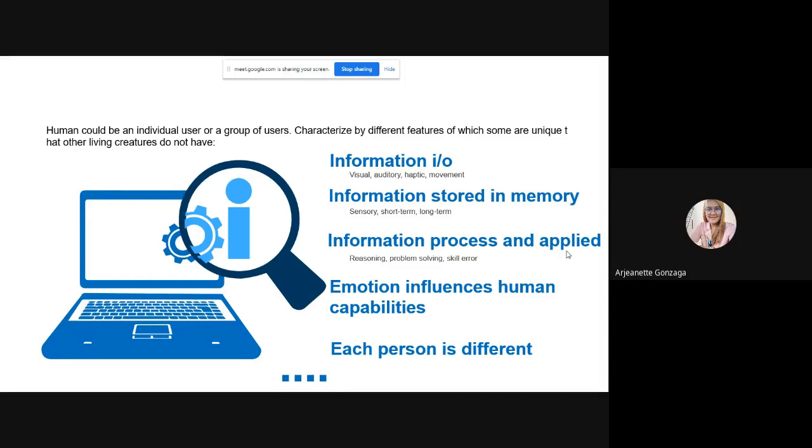Next is the information process and apply. This is for reasoning, problem solving, and skill.